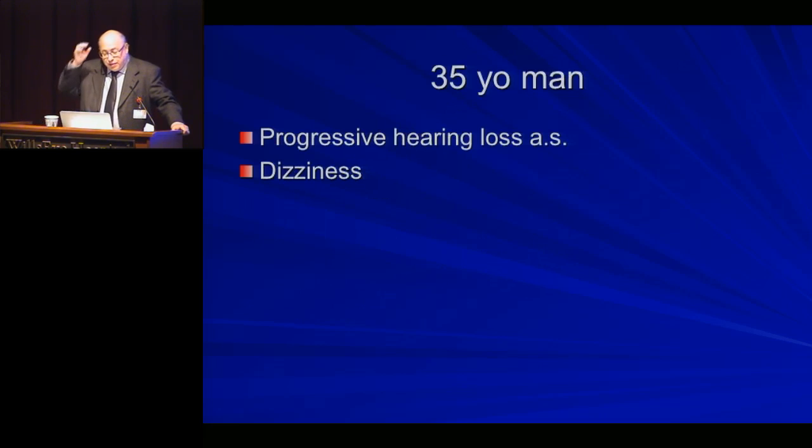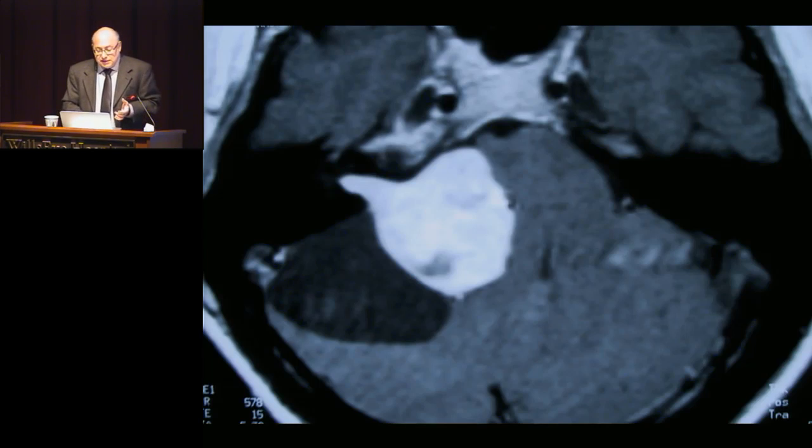So we'll start with a 35-year-old man with progressive hearing loss in the left ear and dizziness. Okay? So we're worried about something on the left side, right? And he has this very large acoustic neuroma that is not only growing out of the peripheral nerve, but compressing the brainstem on that side. And it compresses the neural integrator.